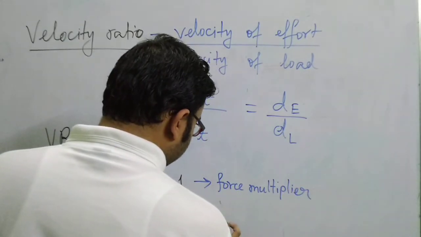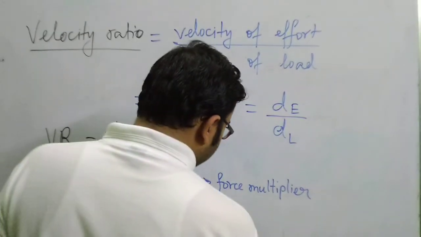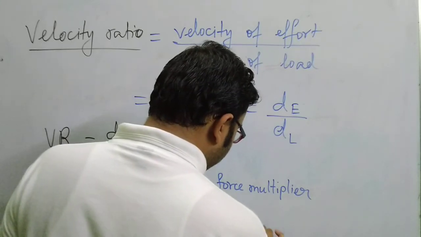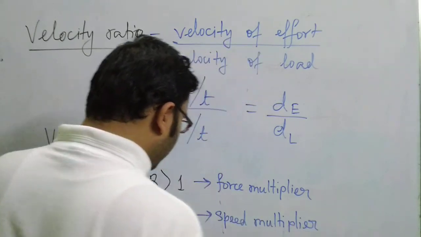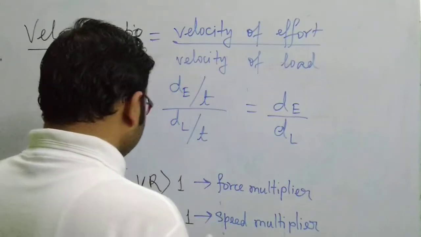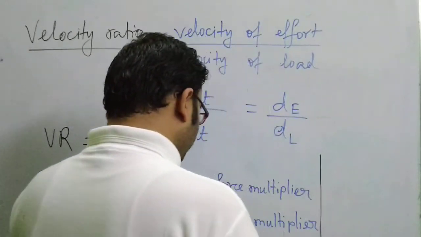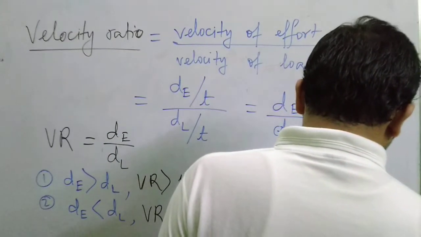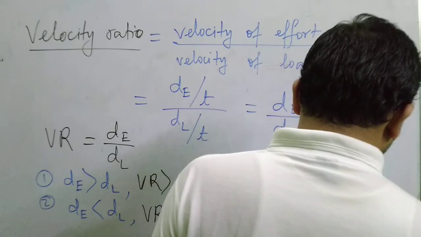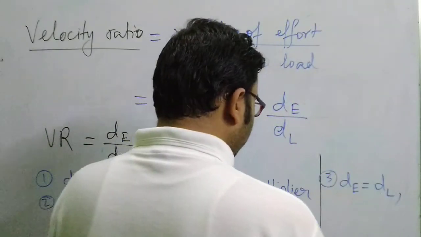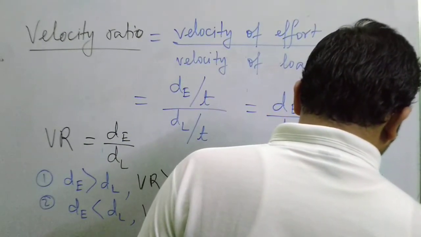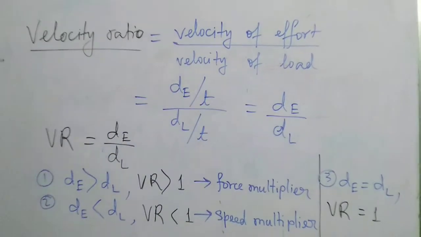If the reverse is the case, less than 1, then it acts as a speed multiplier. Okay, speed multiplier. Fine. And if the distance moved by the effort and the distance moved by the load are both equal to 1, that is the third case, dE is equal to dL, then you can easily write that the velocity ratio will be equal to 1, and in that case the machine neither acts as a force multiplier nor a speed multiplier, rather it only changes the direction of the application of effort.